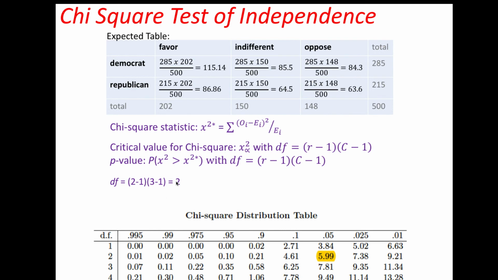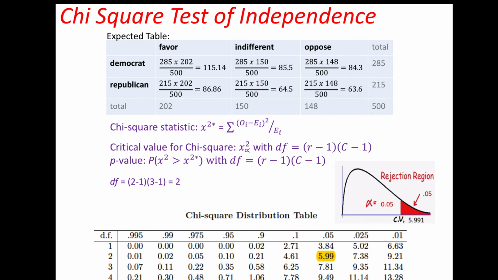So we know our degrees of freedom are 2. Here on our table, go down to degrees of freedom of 2. So now we're looking at this row here. We move across until we get to an alpha of 0.05. So our chi-square critical value is 5.99.